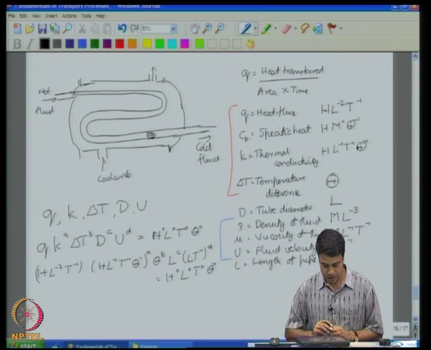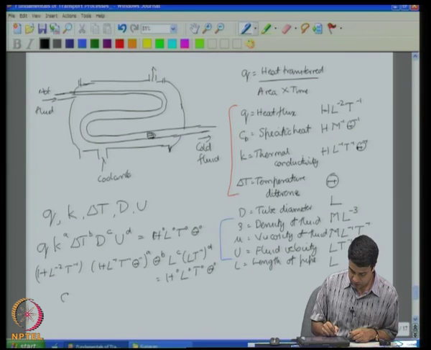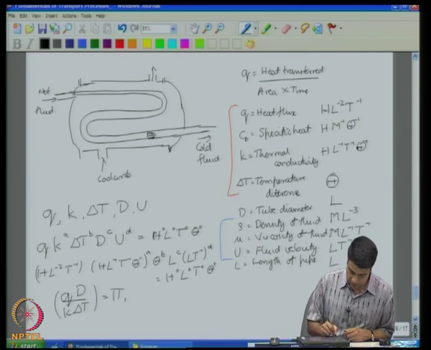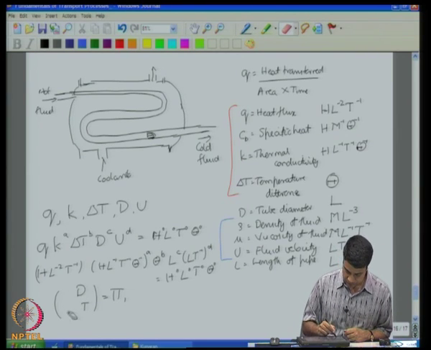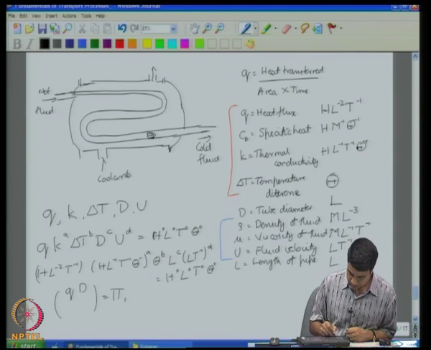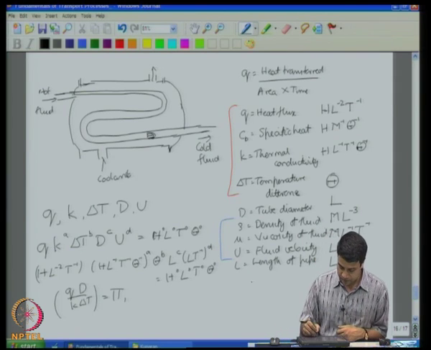So, now I have 4 simultaneous equations and I can solve them for the 4 unknowns. And what I will get if I solve them is a dimensionless group which goes as Q D by K delta T, which is the first dimensionless group. Q D by K delta T. One can solve it and see. This is the first dimensionless group.